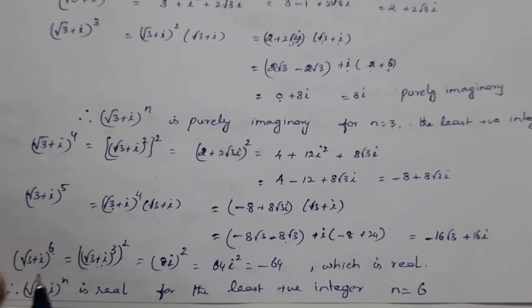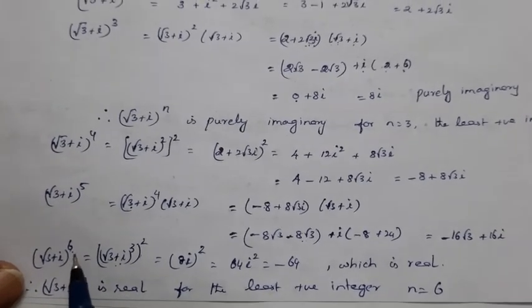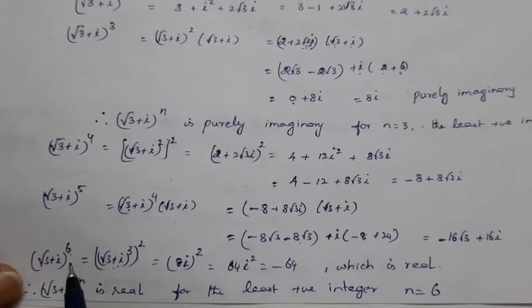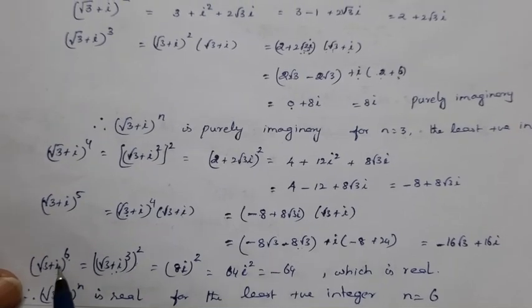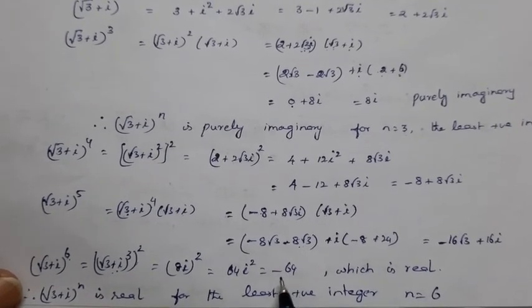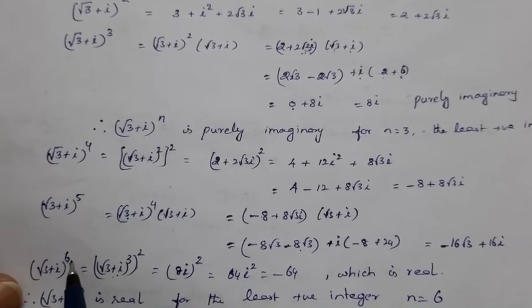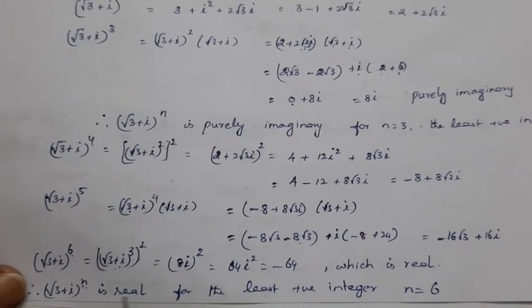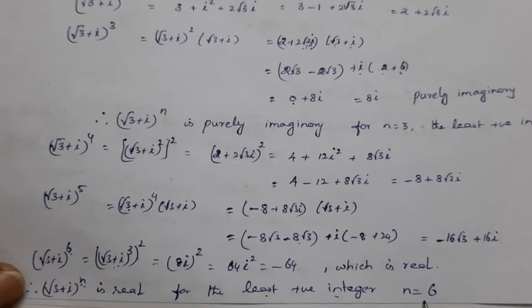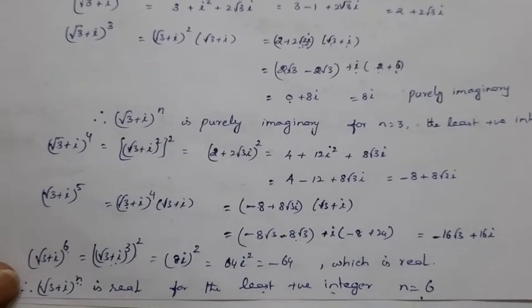Similarly for higher powers, after getting some power 7, 8, 9, etc., at some power you will get (√3 + i)^n real. But among the powers, 6 will be the smallest one. So (√3 + i)^n is real for the least positive integer n equal to 6.